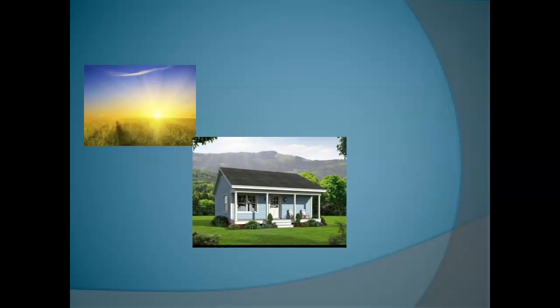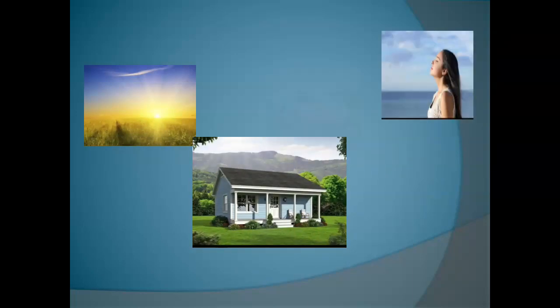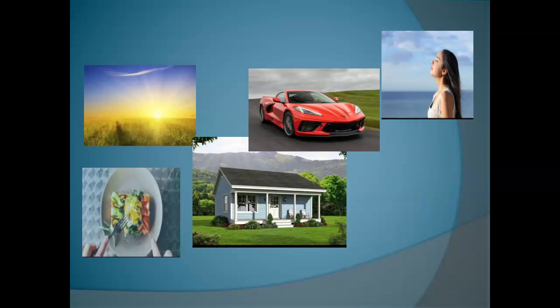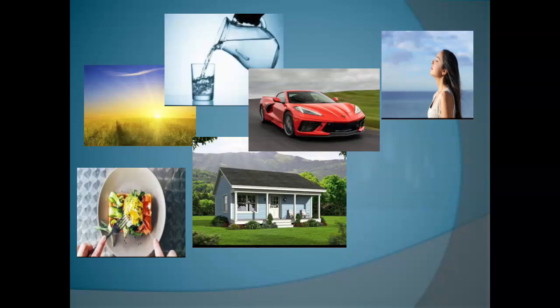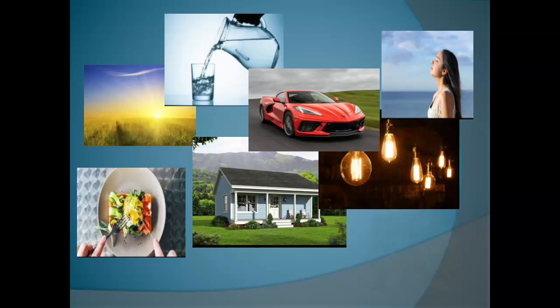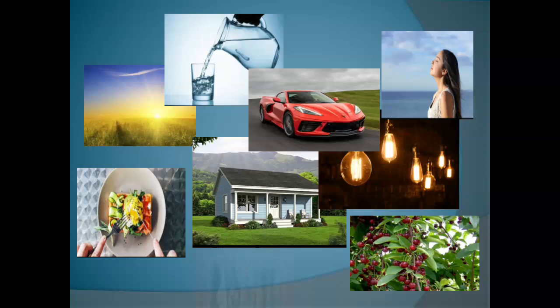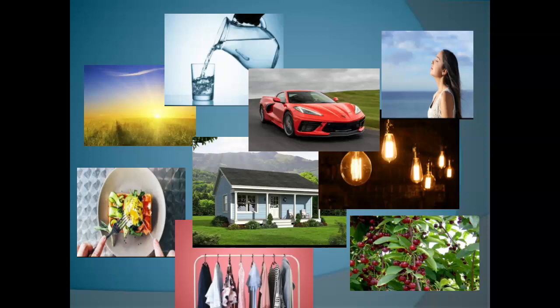Sunlight, the ultimate source of energy. A house, now a girl breathing air, a car, some food, a glass of water, some bulbs lit in, cherries grown over a tree, some clothes. So all these pictures are very much familiar to you, right? Now let me ask you a question. Can you tell me what all pictures shown here are natural and what all pictures are man-made?